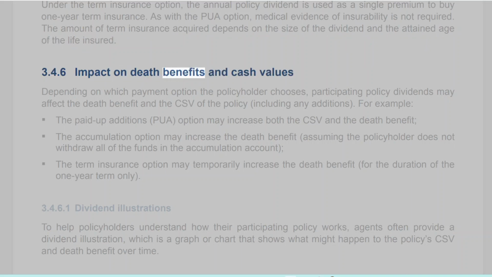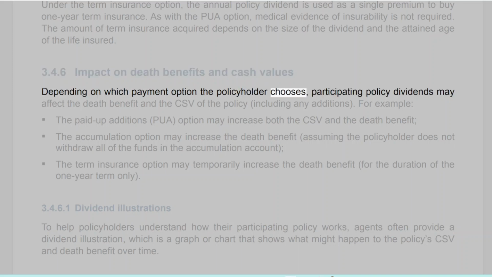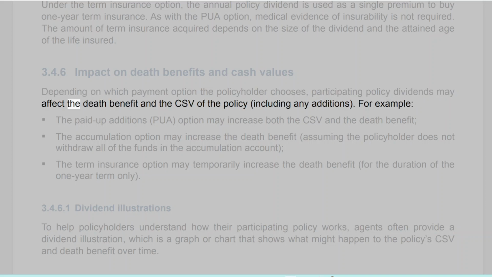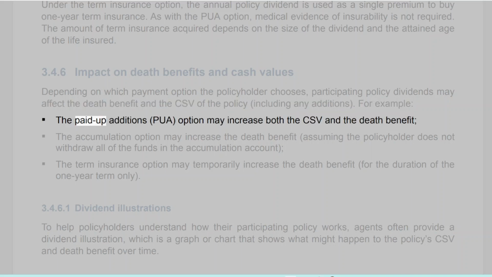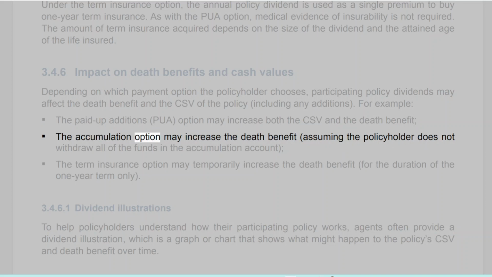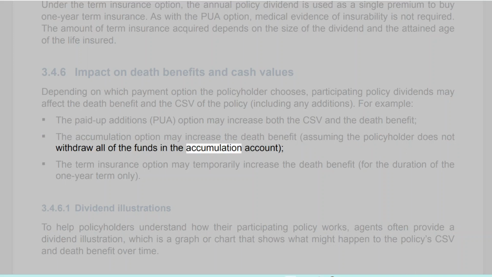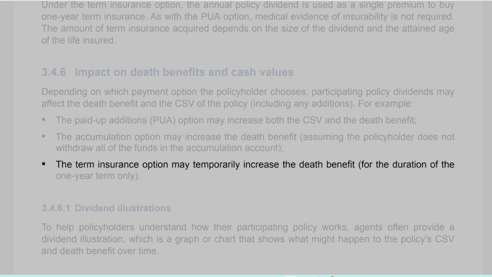3.4.6 Impact on death benefits and cash values. Depending on which payment option the policyholder chooses, participating policy dividends may affect the death benefit and the CSV of the policy, including any additions. For example, the paid-up additions, PUA, option may increase both the CSV and the death benefit. The accumulation option may increase the death benefit, assuming the policyholder does not withdraw all of the funds in the accumulation account. The term insurance option may temporarily increase the death benefit, for the duration of the one-year term only.